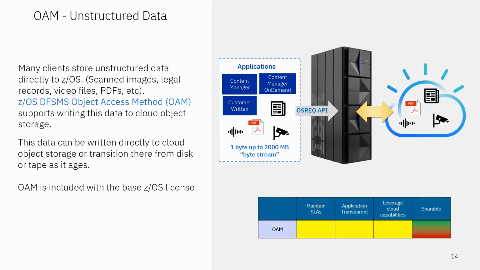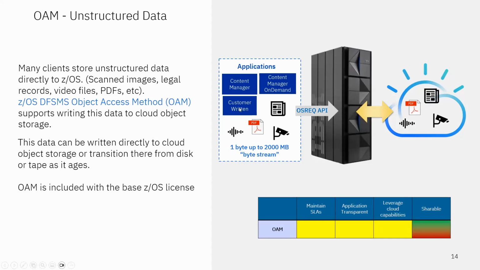If we look at here, everything is going to be yellow. Maintaining your SLAs, whether it's application transparent or not, is really how you implement it. And then once again, as we're able to leverage cloud capabilities, we'll look at exploiting Glacier, Object Lock, things like that, and see if it makes sense for OAM. Whether shareable is green or red really depends on how you wrote the data out there. If you write it with Content Manager OnDemand, you have a wrapper around your data, and so you really have to go through Content Manager OnDemand to get the data.